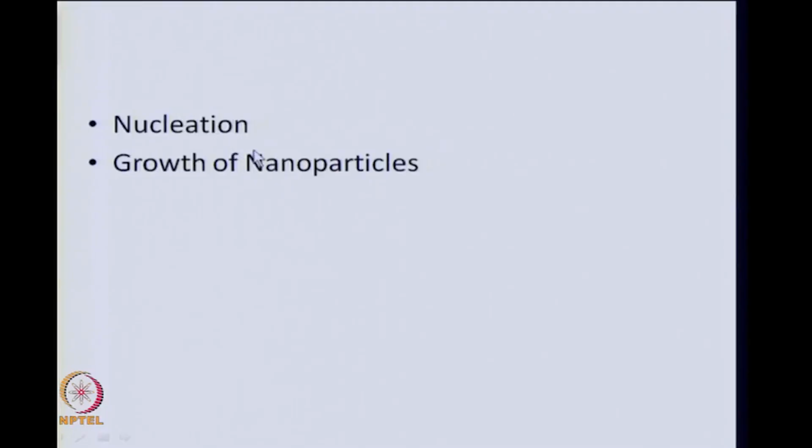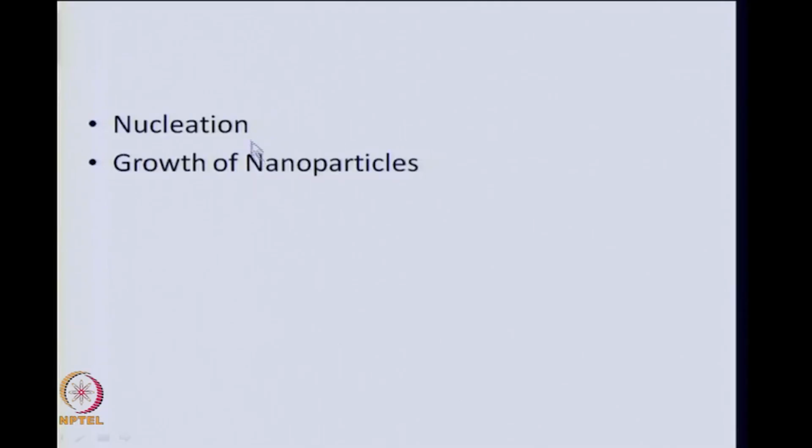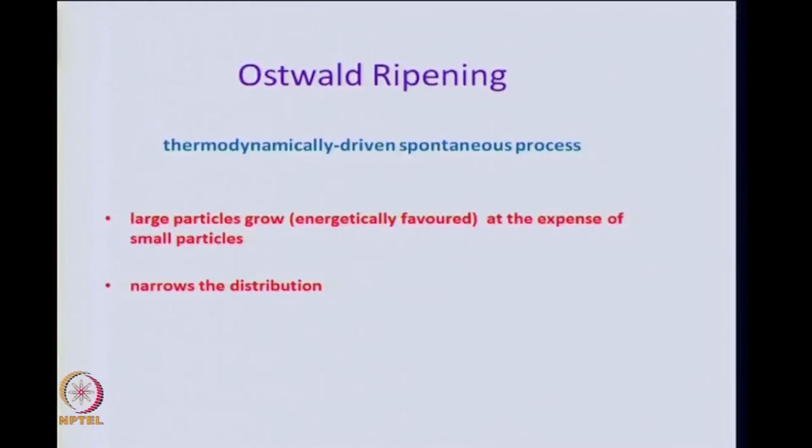To understand the methodology of controlling the size of nanoparticles, we have to understand the thermodynamics and kinetics of these two processes, nucleation and growth of these nanocrystalline materials. One of the mechanisms by which these nanocrystals form and grow is what is called the Ostwald ripening method. Ostwald ripening is considered to be a thermodynamically driven spontaneous process.